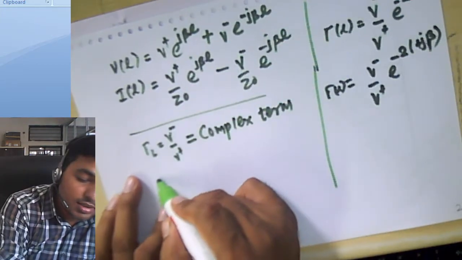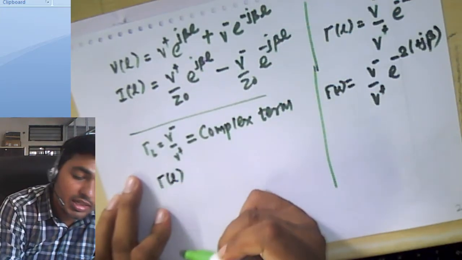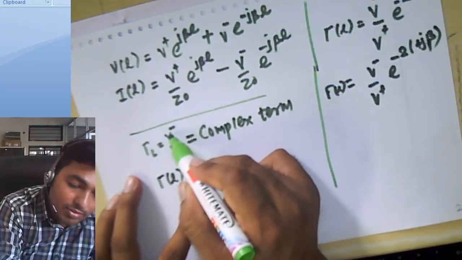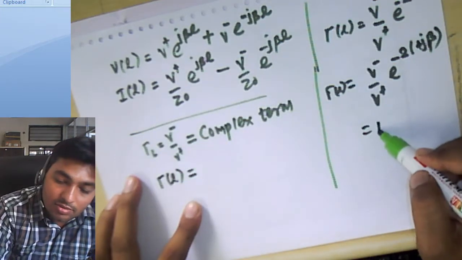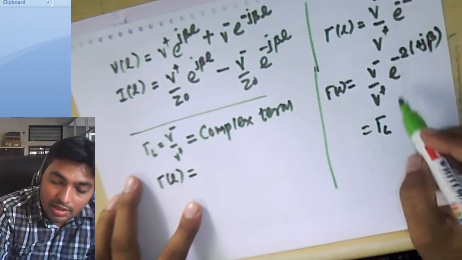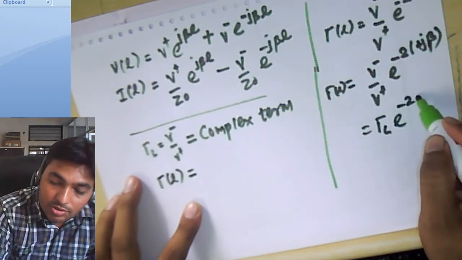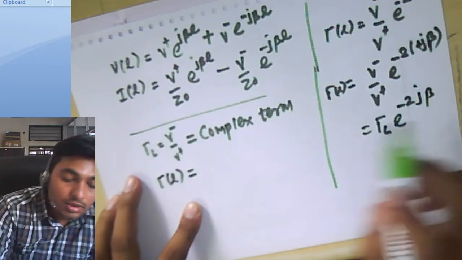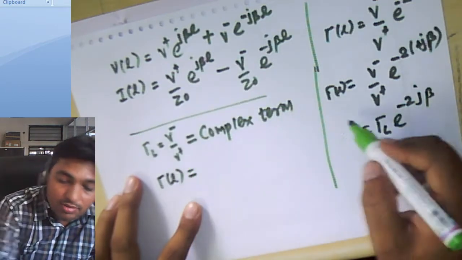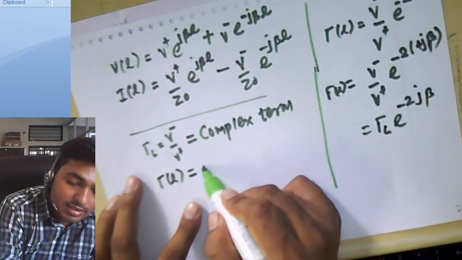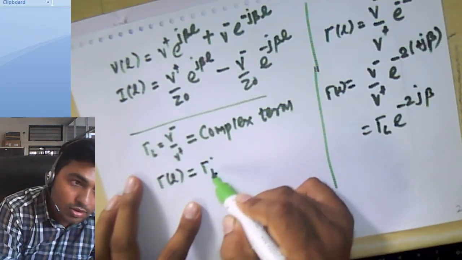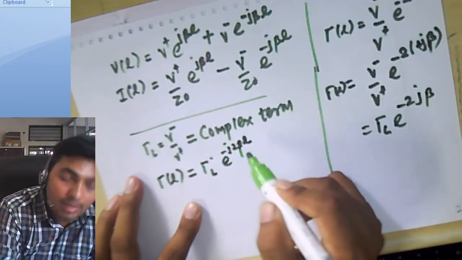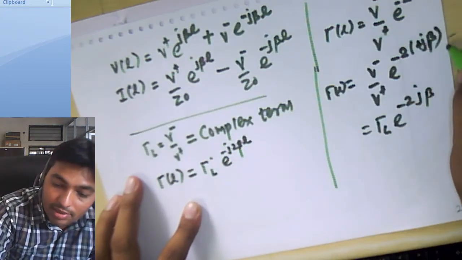So we will write in general that the reflection coefficient at any point on the line, V minus by V plus, is equal to the reflection coefficient at load into e raised to minus j2βL. Sorry, there will be L everywhere.